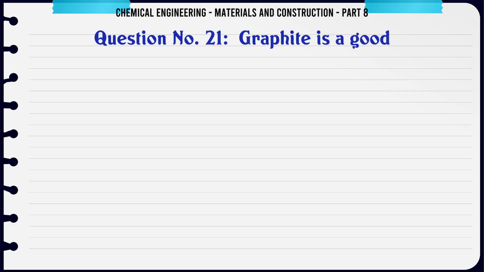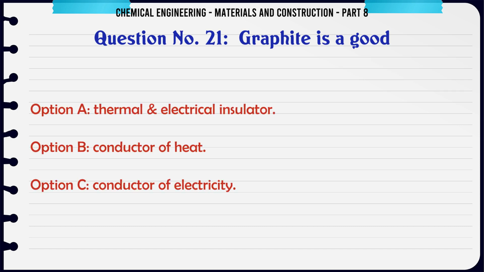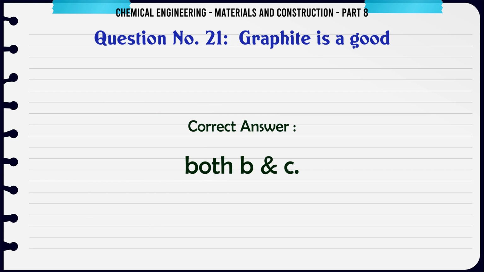Graphite is a good: A. Thermal electrical insulator. B. Conductor of heat. C. Conductor of electricity. D. Both B and C. The correct answer is both B and C.